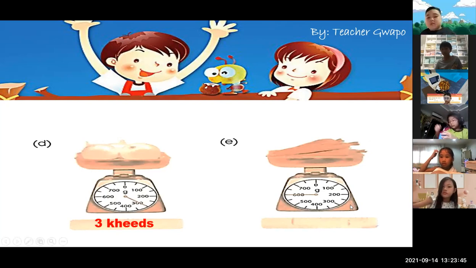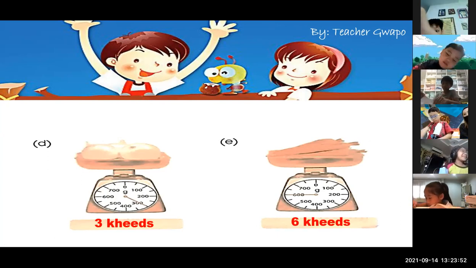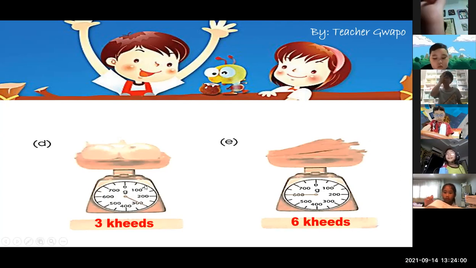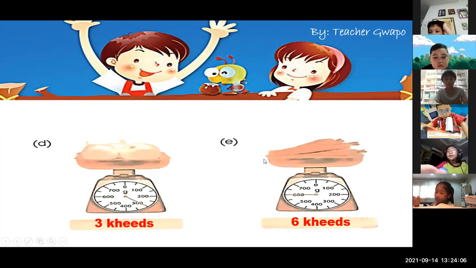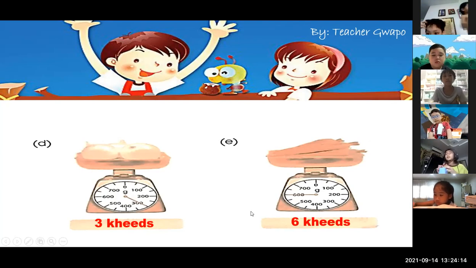Okay, 6 kids. Thank you. Very good. So it's very easy, right? You just look at the hand. It's pointing to number 300. So 300 is 3 kids. So 100, 1 kid. 200, 2 kids. 300, 3 kids. So the answer here is 3 kids. Letter E. 100, 200, 300, 400, 500, 600. 600 is equal to 6 kids.